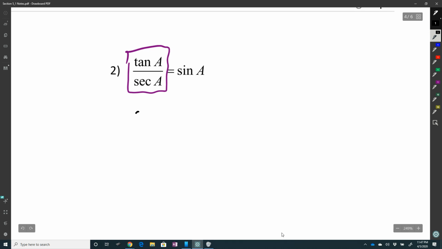So tangent is sine of A over cosine of A. When you're doing this, notice you're going to have a fraction over a fraction. So I'm going to make the main fraction, the one in the middle, bigger to make it really obvious to the reader what the numerator is and what the denominator is. And then for secant, secant is 1 over cosine.